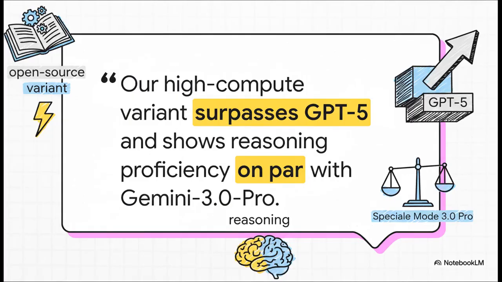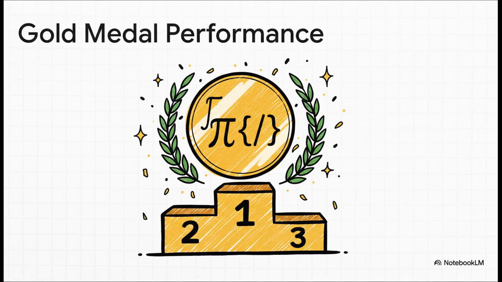And if that wasn't impressive enough, the researchers themselves just drop this bombshell in their paper. They say, hey, we've also got this other version, a high compute variant they call Speciale. And they claim it surpasses GPT-5 and has reasoning skills right on par with Gemini 3.0 Pro. Wow. So what does on par with Gemini 3.0 Pro actually mean?